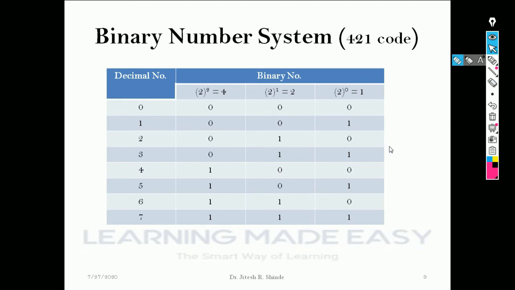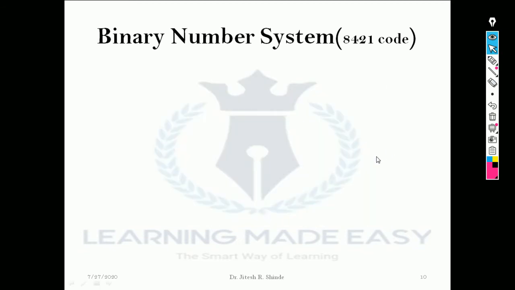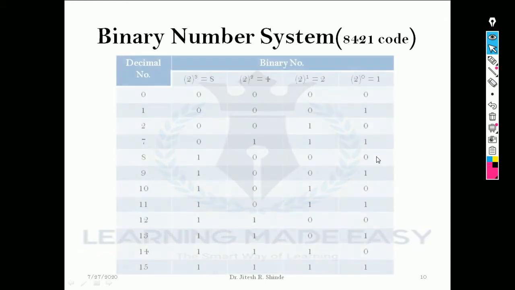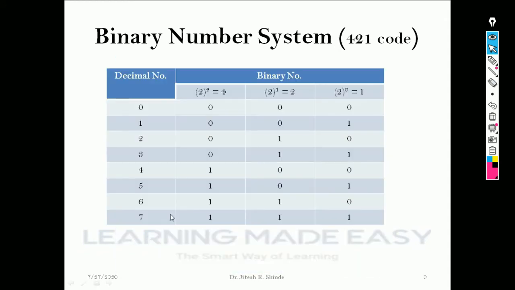Moving further, 8421 code. After 7, 8 comes. Can I represent 8 in the 421 code? No. So what's the solution? We have to increase one more digit here. We have to write 2 to the power 3 here, which means 8 will come here.